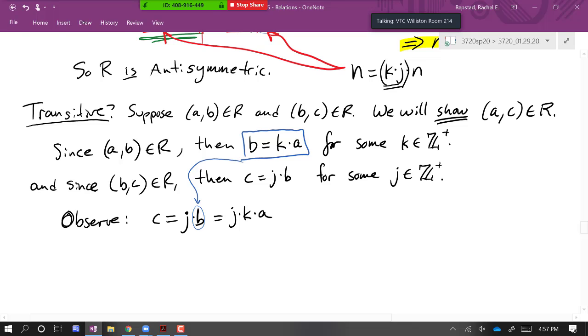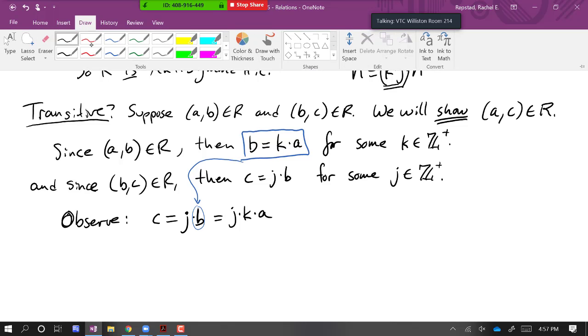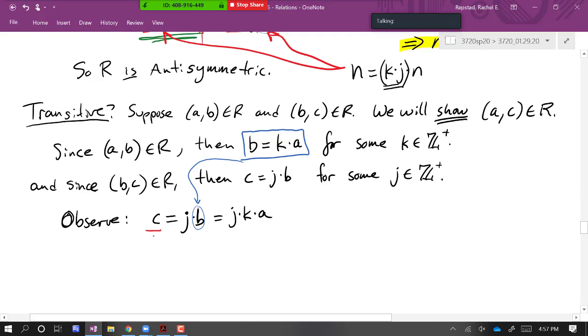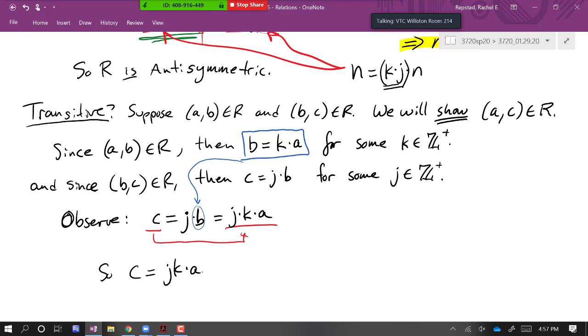So let's look at this equation. Again, I've got a three-sided equation. I'm going to look at the very left and the very right. Let's pull out that equation. So we know that C is equal to JK times A. What do we know about J? J is a positive integer. What do we know about K? Also a positive integer. And what do I get if I multiply two positive integers?